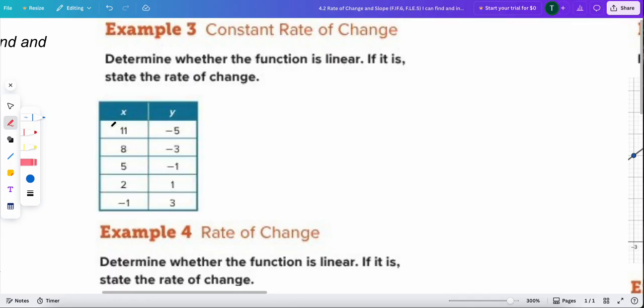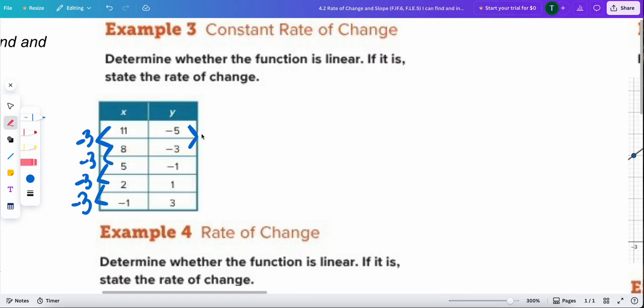So when I look at this one, 11 to 8 is going to be subtracting 3. 8 to 5 is subtracting 3. 5 to 2 is subtracting 3. And 2 to 1 is subtracting 3. So I do the same thing with my y's.